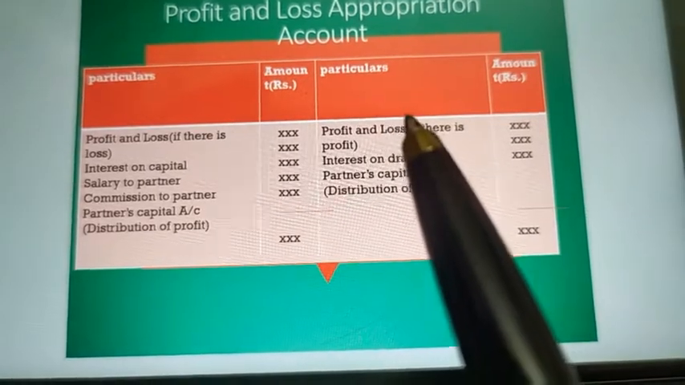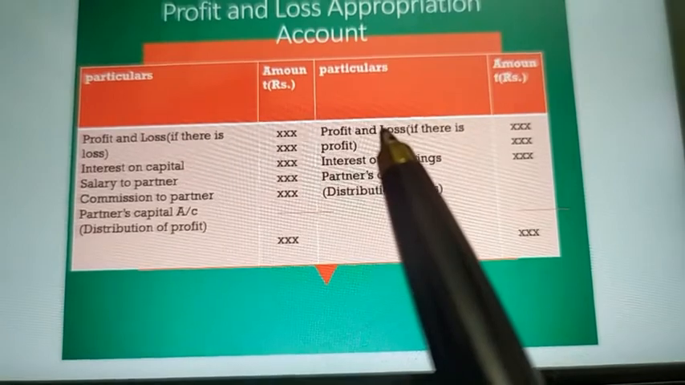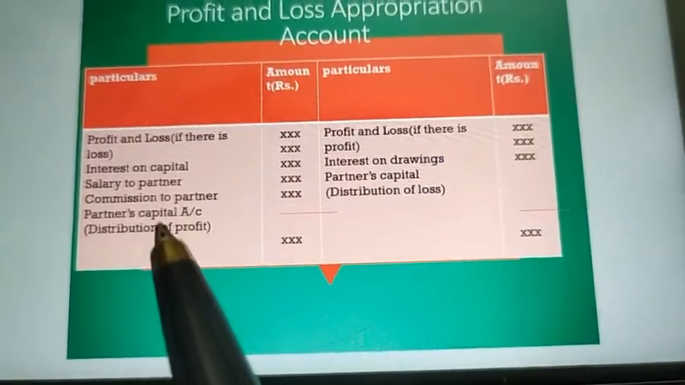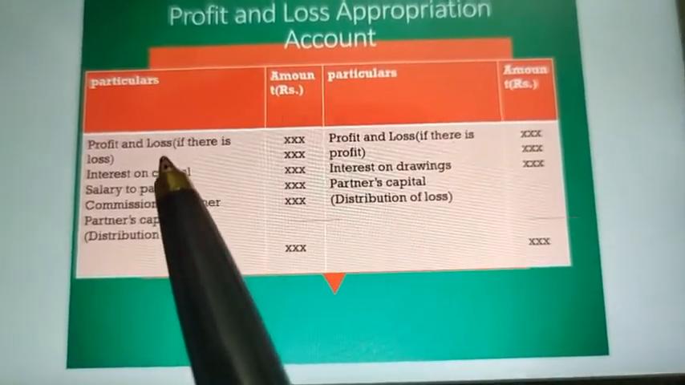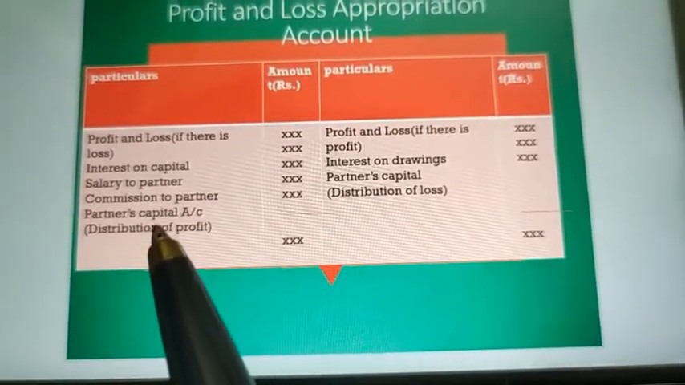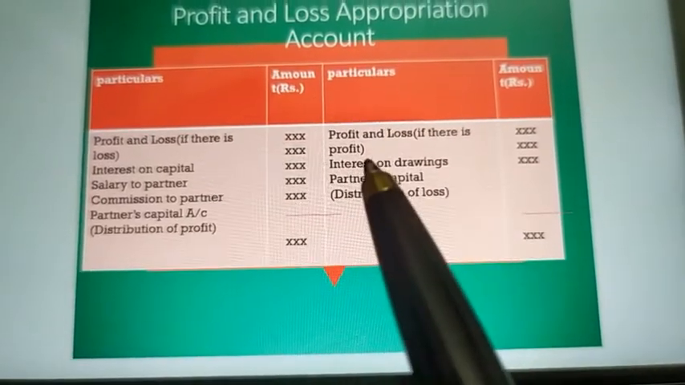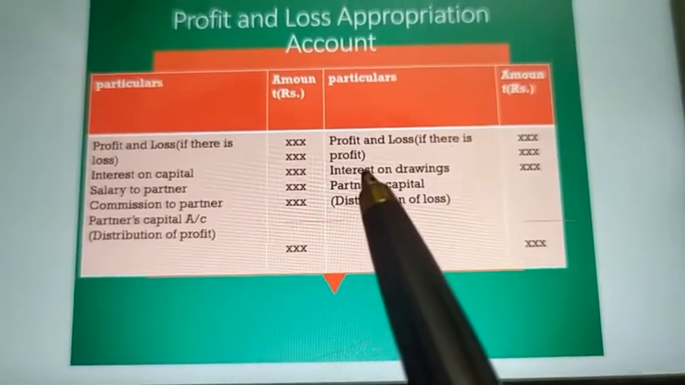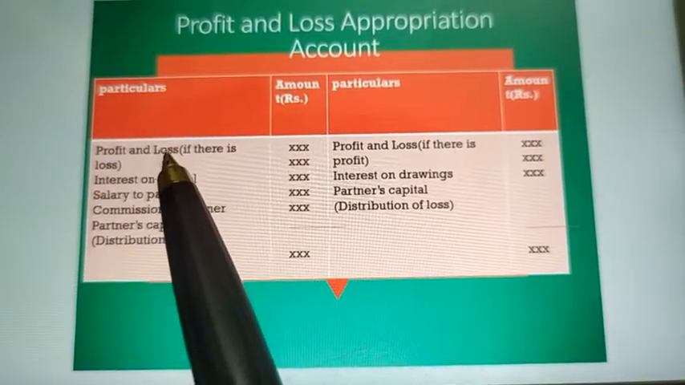So the profit being a credit balance, it will be reduced when we pay the partners. Reducing the credit will be done by debiting the profit. Interest on capital, salary to partner, and commission to any partner will be debited to the appropriation account. And if there is any interest on drawings charged on the partners, that interest on drawings will be credited to this account. And this will be the net loss.